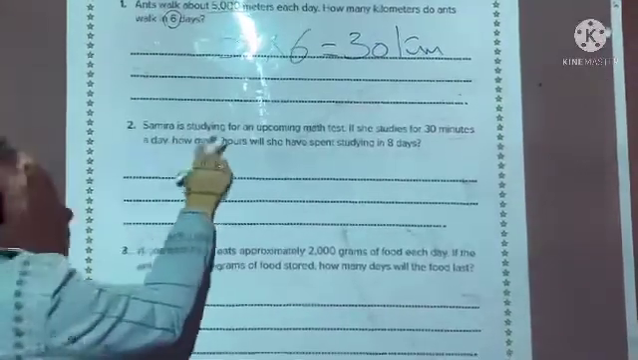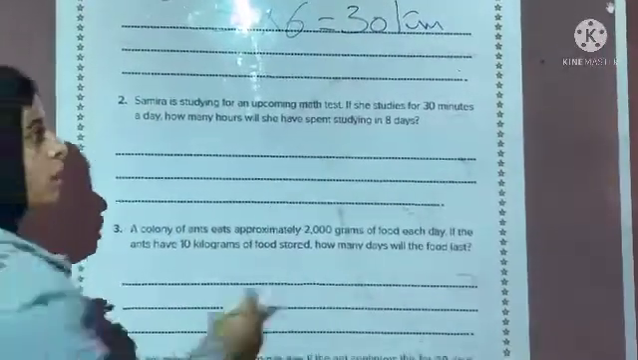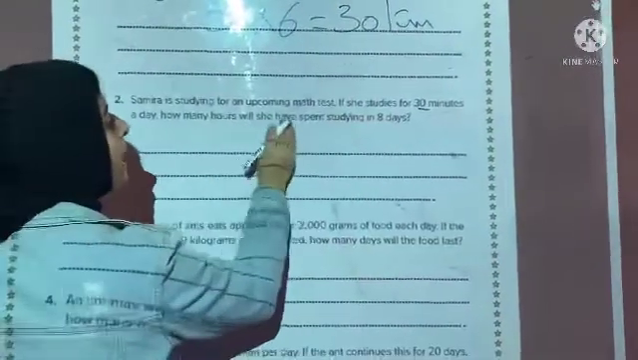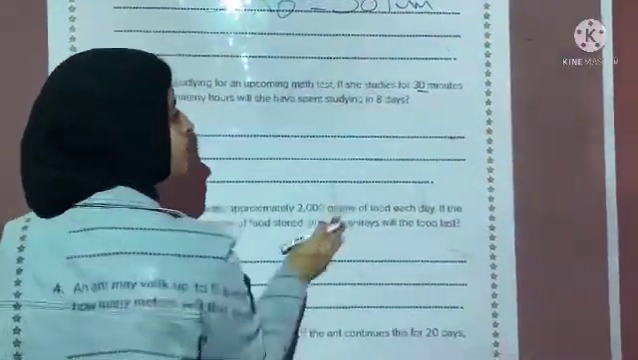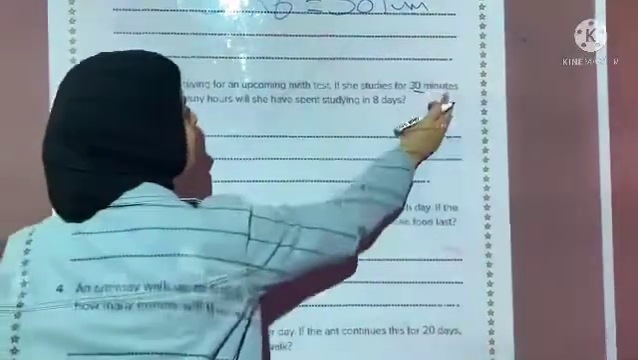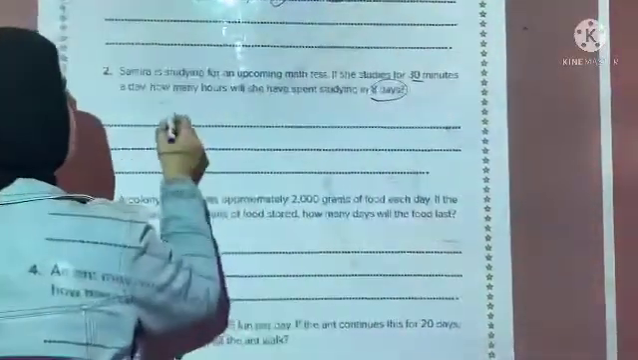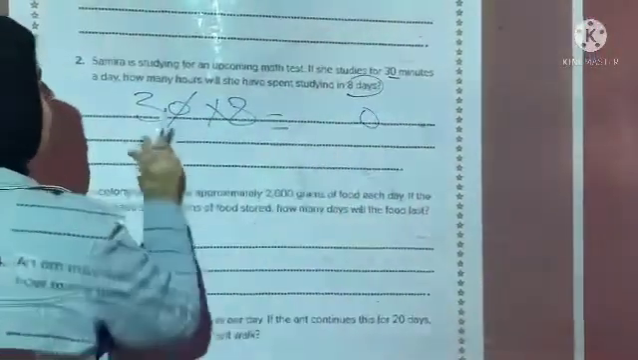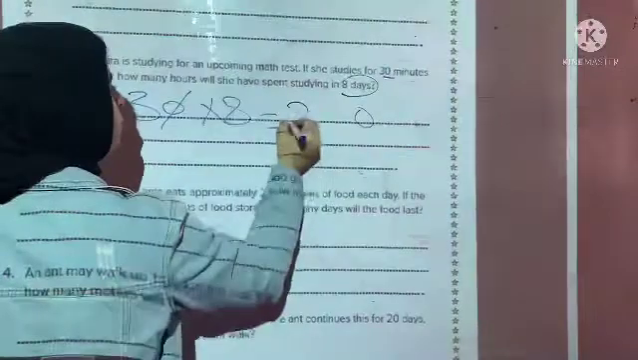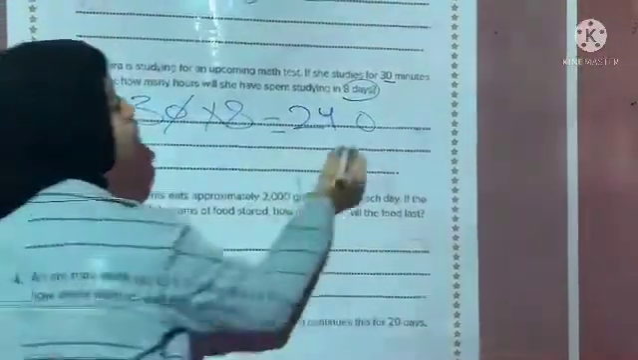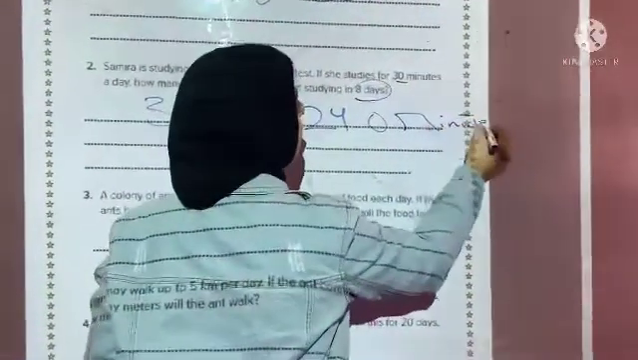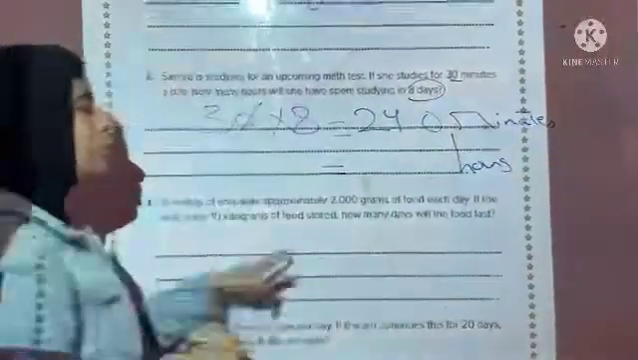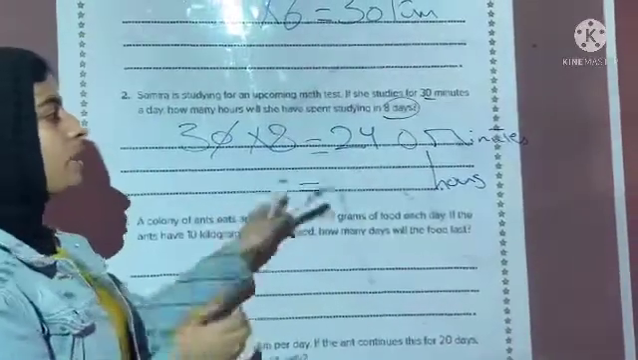Here, Samira is studying for an upcoming math test. If she studied for 30 minutes a day, how many hours will she have spent studying in 8 days? Each day she studied 30 minutes. So after 8 days, that means I'm going to make it 30 times 8. This 0 goes out, and 3 times 8 is 24. So it will be 240 minutes. But I want my answer in hours. So that means 240 minutes, how many hours?